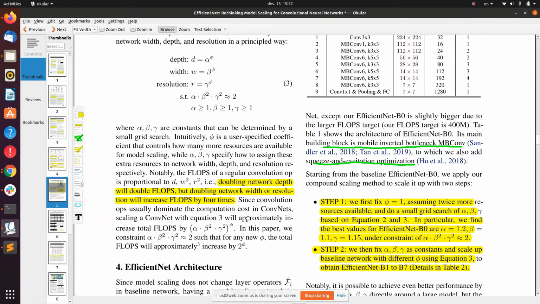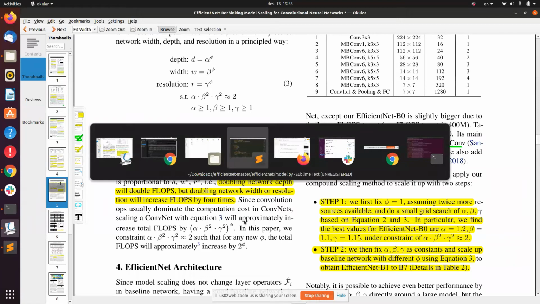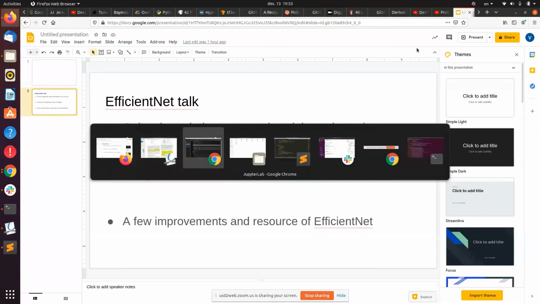Yes. So the intuition is clear, in the sense that if you increase the depth, the FLOPs increase only for going forward through one layer. But if you increase the width, the FLOPs will increase for both input and output. So that is the reason it increases 4 times. The same thing happens with the resolution also. So I was just checking for the same thing.